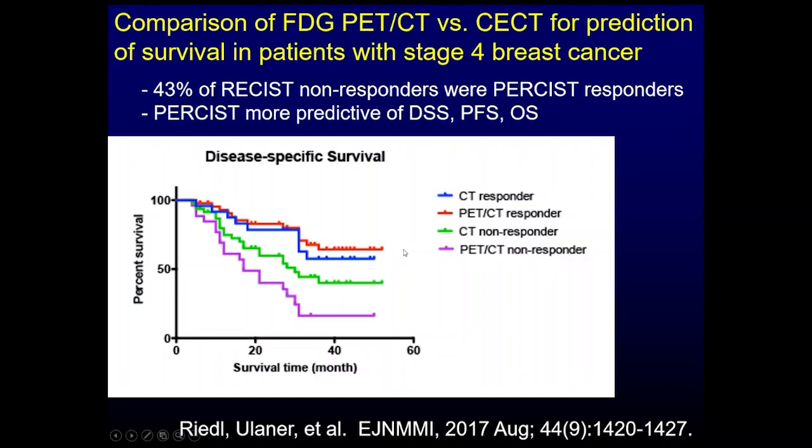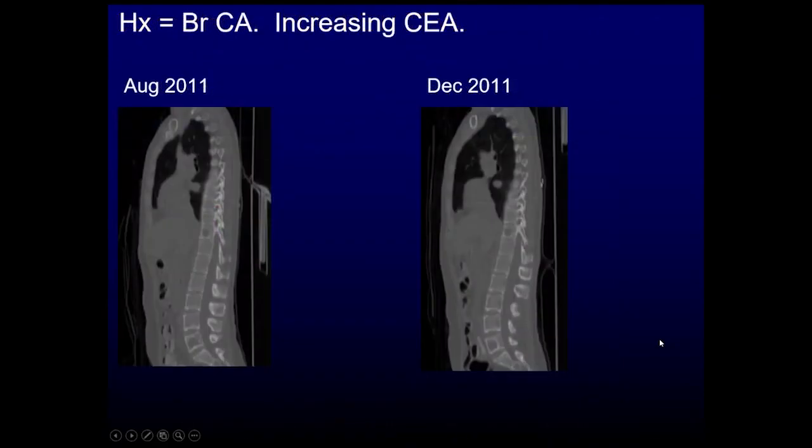So if we're looking at RECIST versus changes in FDG PET, when you have a RECIST responder, for example, CT response versus CT non-response, we can definitely see a prediction of survival. However, the FDG PET response versus FDG PET non-response is far more predictive of what's happening to the patient, and thus far more valuable in determining how to manage the patient further.